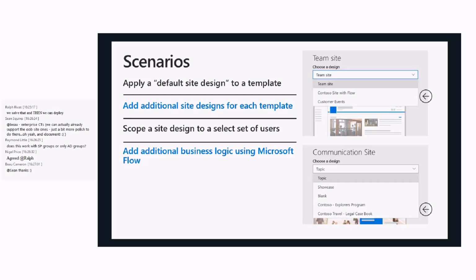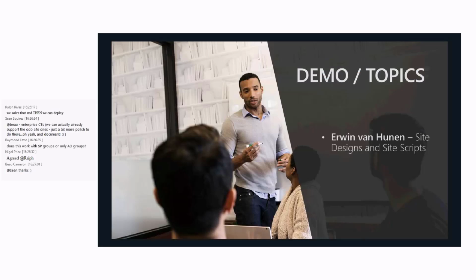All right, what else do we have? We talked about this, and then finally, Microsoft Flow. Important thing, it gives you your custom extension of this model. So with that, I think I'm done with the slides. Erwin, take it away for a demo on site designs and site scripts.